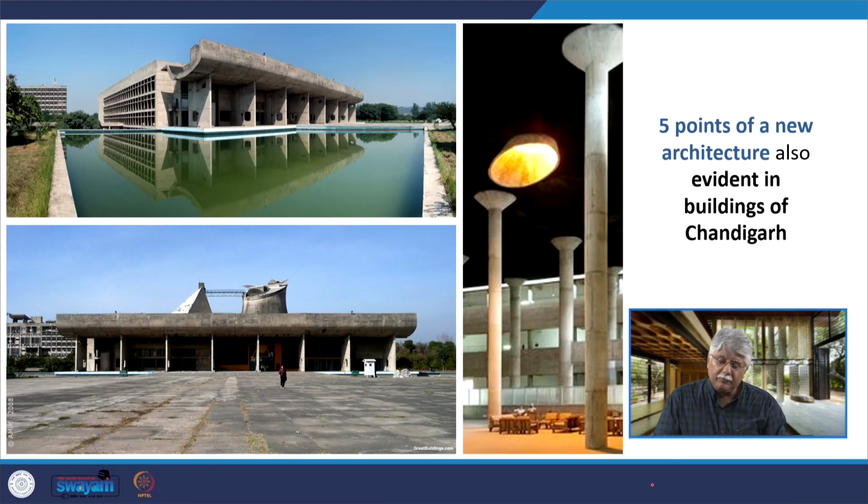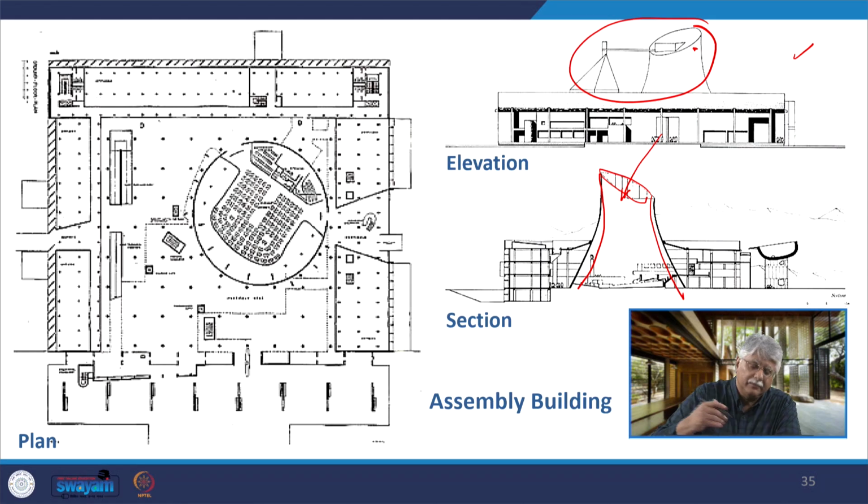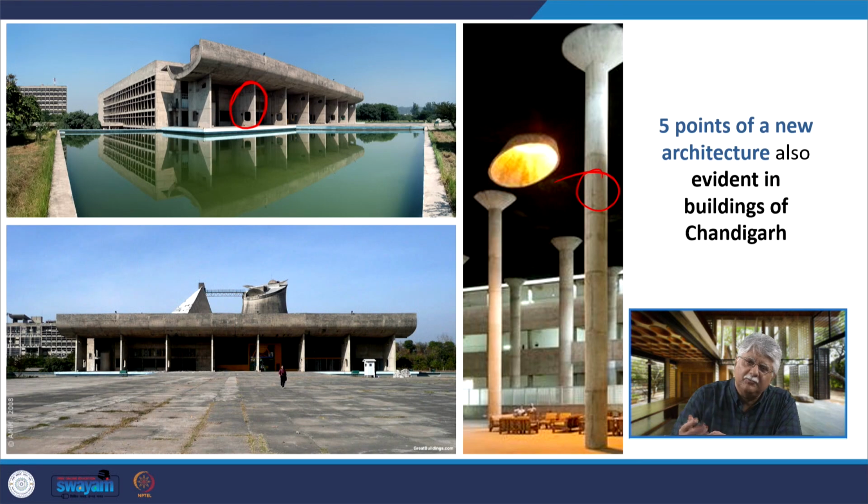Now these five points of a new architecture are also evident in the buildings of Chandigarh. There are the Pilotis. Not only is this a Pilotis, watch very carefully, this is also a flat Pilotis, very thin flat Pilotis that has been used, and other points like the free plan. When you look within the plan, the free facade because of the massive punctures, and instead of ribbon windows you have the Brise-Soleil now because of the climatic conditions of India.